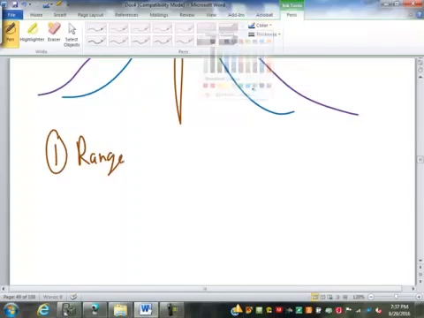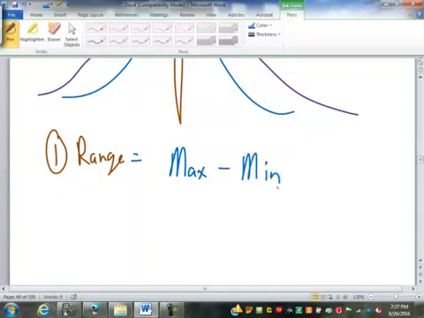Range is really simple. Just like we had the mid-range for the measures of center, the range is just the largest value, the maximum, minus the smallest value, the minimum. So let's get a set of numbers here. I'm going to put them in order from smallest to largest just to make it easy on us. So let's do 6, 11, 12, 14, and 17. There's my set of numbers.